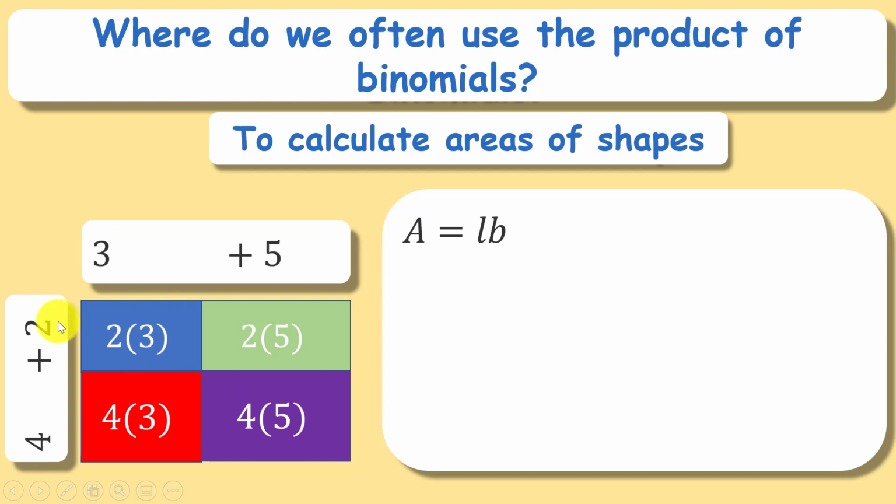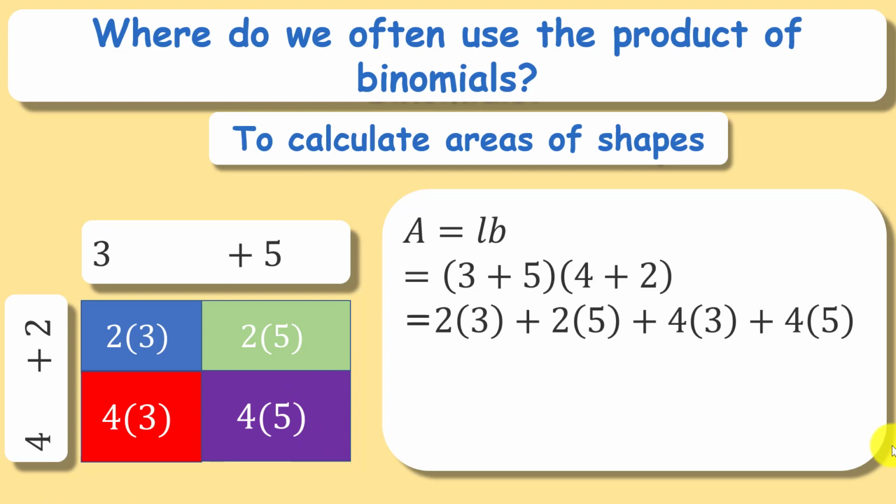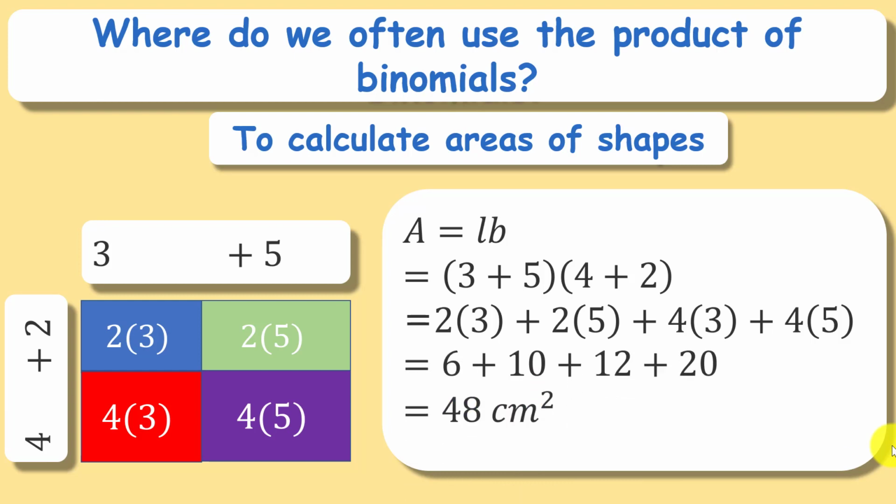And this rectangle will be 2 times 3 units, 6 units. The green rectangle will be 2 times 5, 10 units. The red would be 4 times 3, 12 units. And the purple will be 4 times 5, 20 units. So you've noticed that we've multiplied each number in the one bracket by each number in the other bracket. And that will be equal to 48 square centimeters.